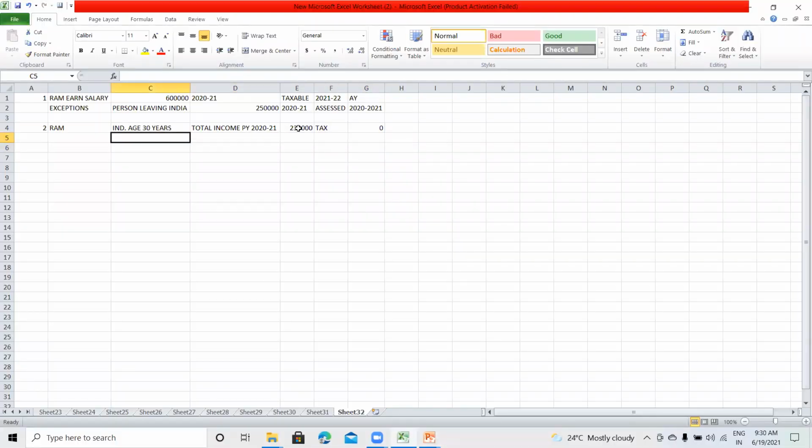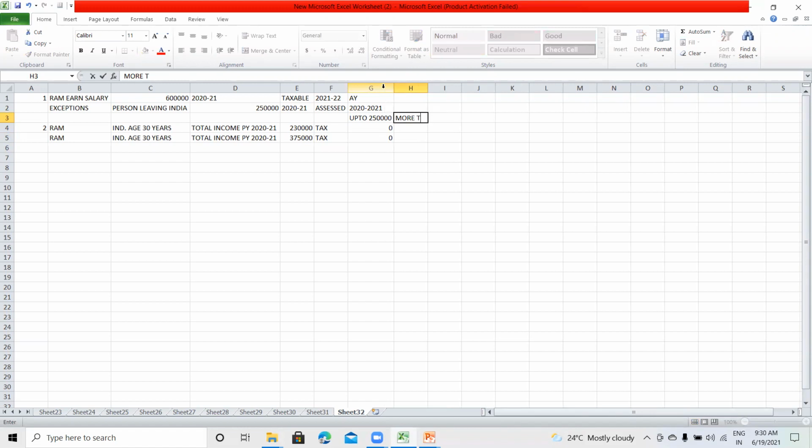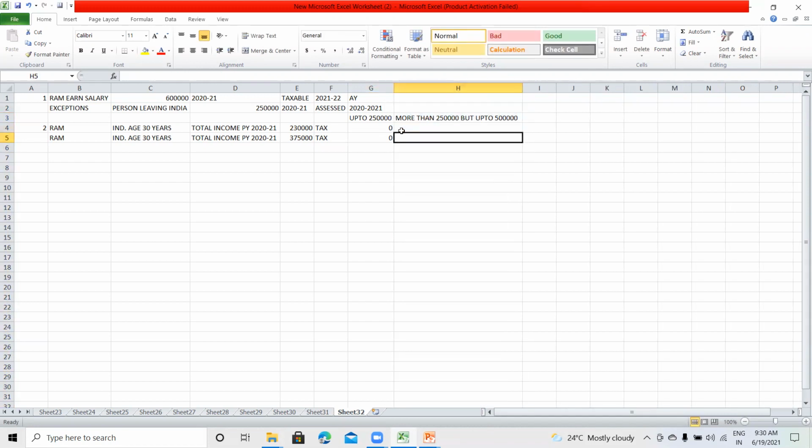For example, Mr. Ram, his age is 30 years and the total income for the assessment year is 3,75,000. In such a case, the tax up to 2,50,000 will be zero. More than 2,50,000 but up to 5 lakh: in this case, his income is more than 2,50,000, so the excess income over 2,50,000 will be taxable at the rate of 5%. That is, 3,75,000 minus 2,50,000.